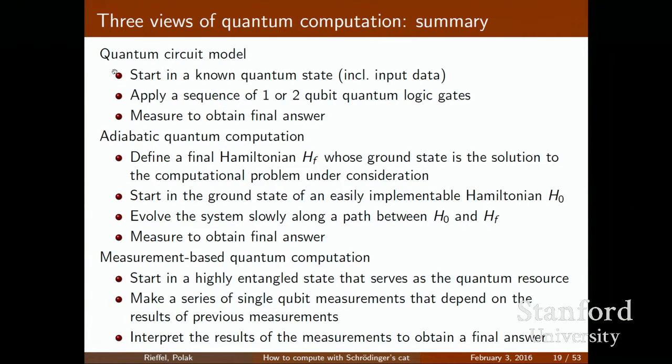And the next thing is we're defining a simple Hamiltonian whose ground state we can easily implement. And then we slowly evolve one Hamiltonian to the other. And so if one starts in the ground state, then with a high probability, depending on how fast we move, at the end, we will be in a final state, in a ground state of the final Hamiltonian. And we can read that and get the solution to our problem.